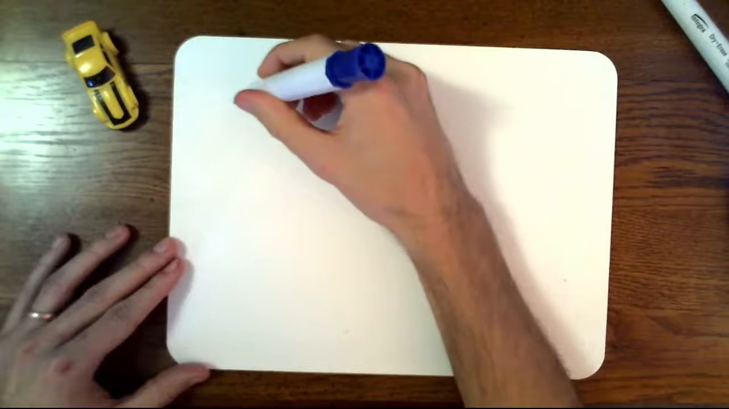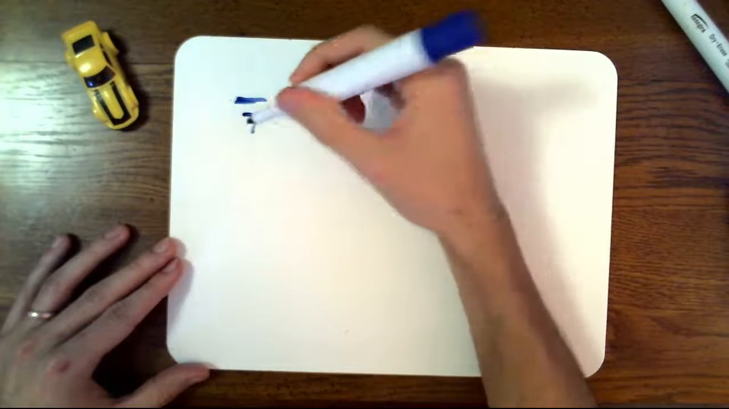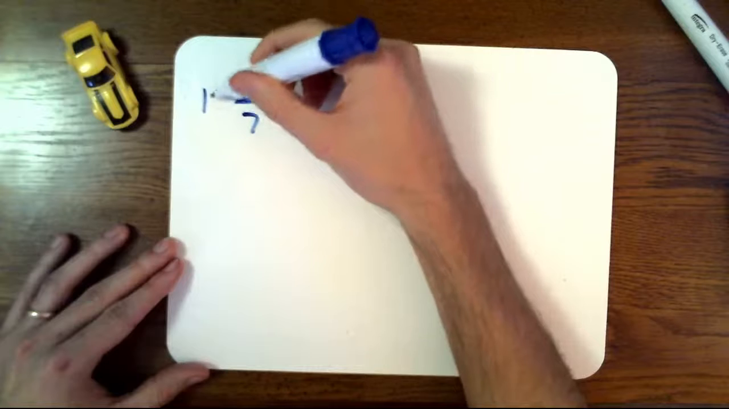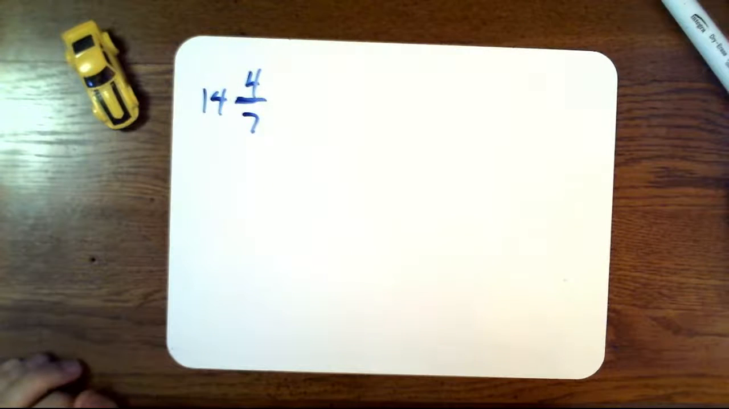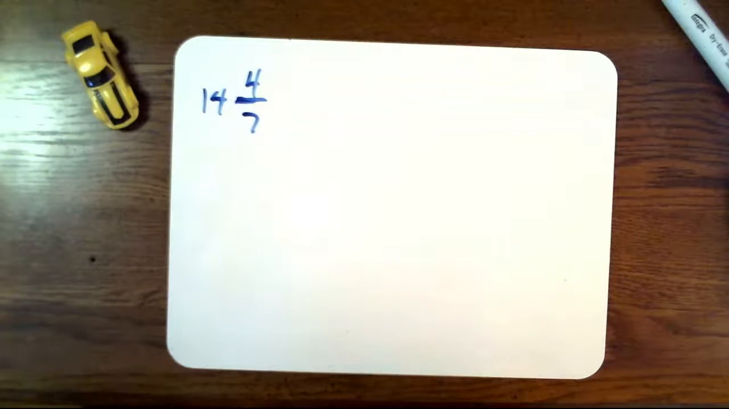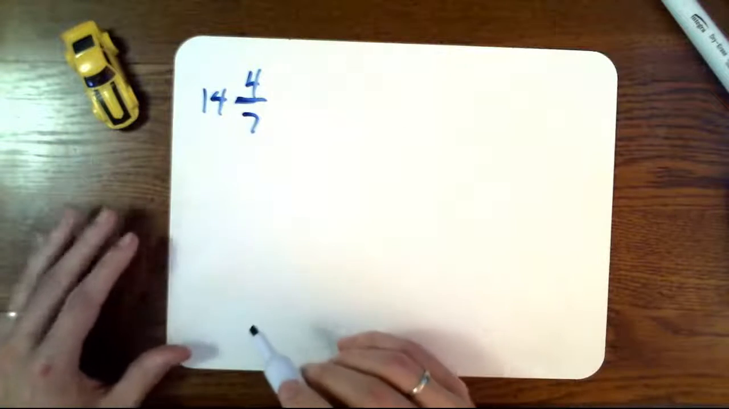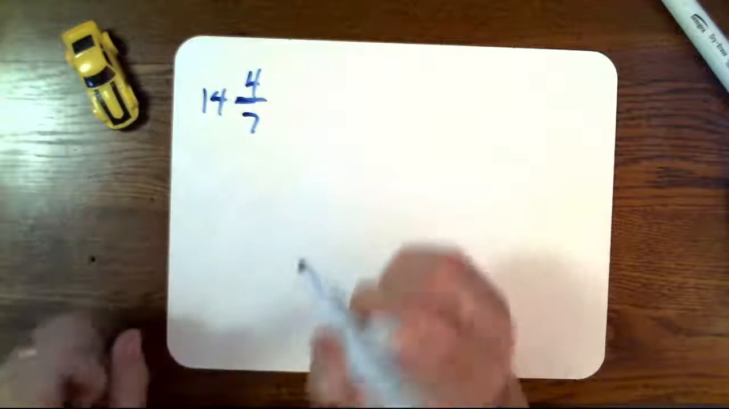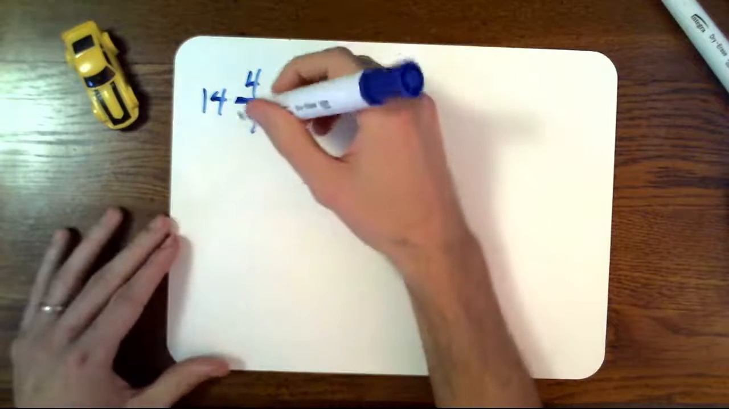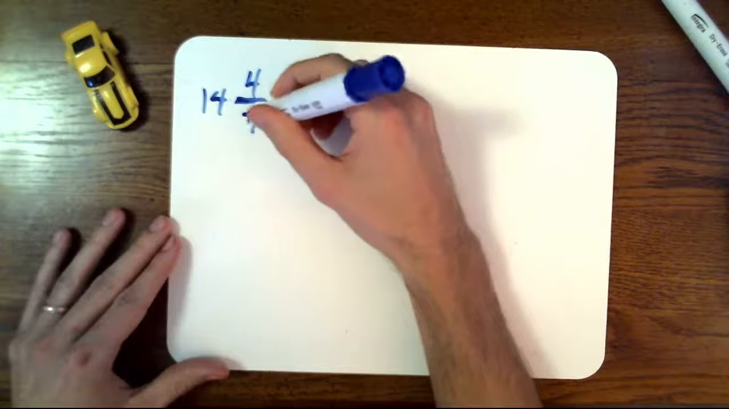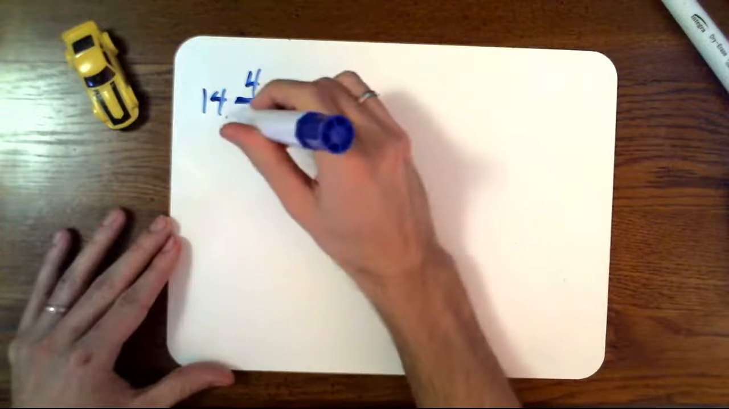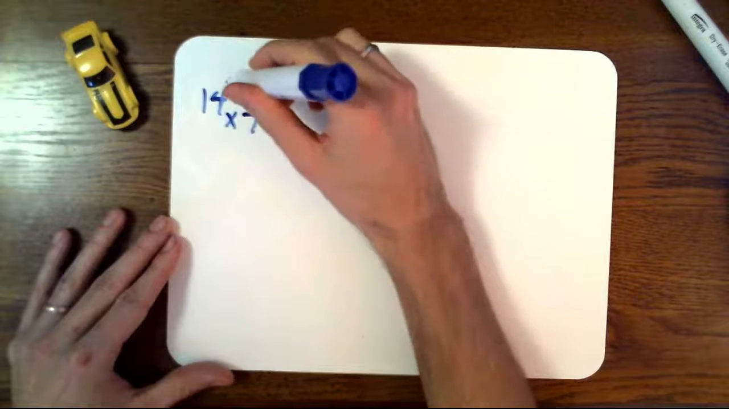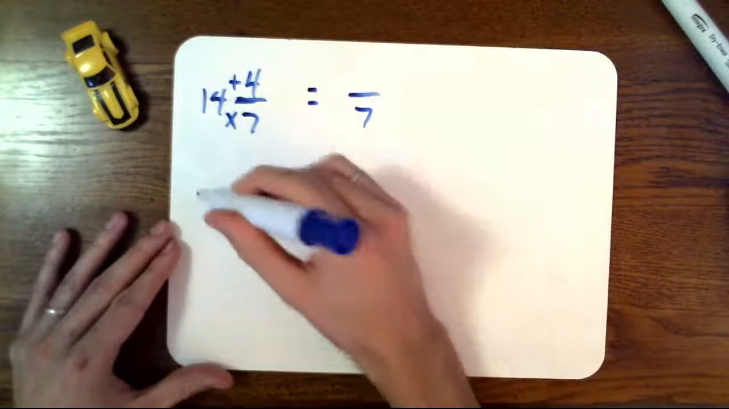And weird ones, maybe let's do like 14 and 4 sevenths. It's not the most pleasant mixed fraction, but you can take that off to the side. What's important is knowing the method. So you're always going to start with the denominator. We know our denominator is going to be the same. We're going to multiply that by 14 and then add 4 to it.